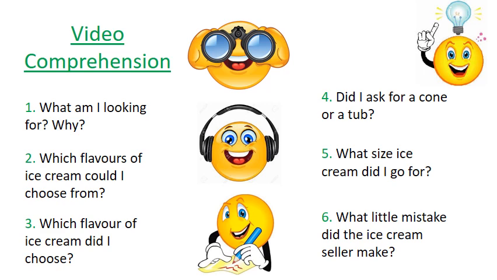So, question 1, what am I looking for and why? So in the video, I'm going to be looking for a place. Why am I looking for that place? Number 2, which flavours of ice cream could I choose from? So which ones were offered to me? Number 3, which flavour of ice cream did I actually choose? Number 4, did I ask for a cone or a tub? Number 5, what size of ice cream did I go for? And number 6, what little mistake did the ice cream seller make?